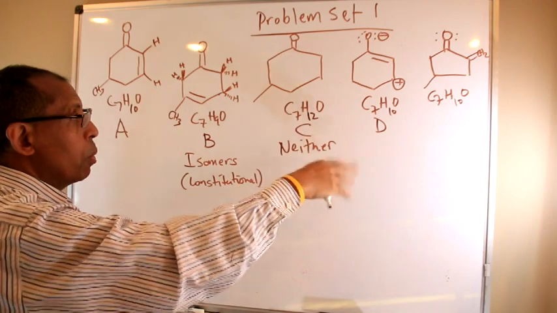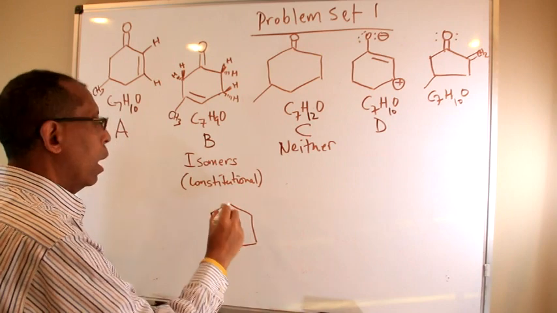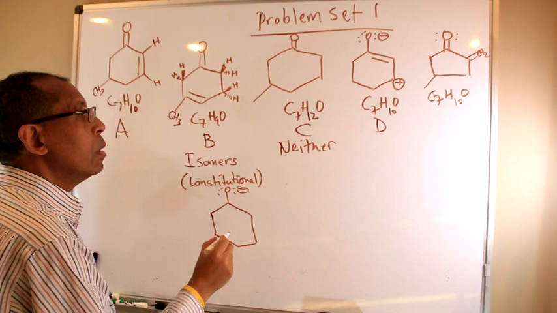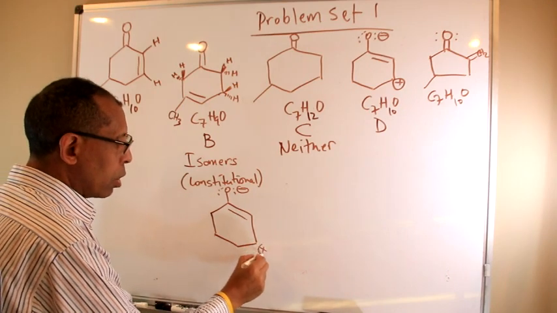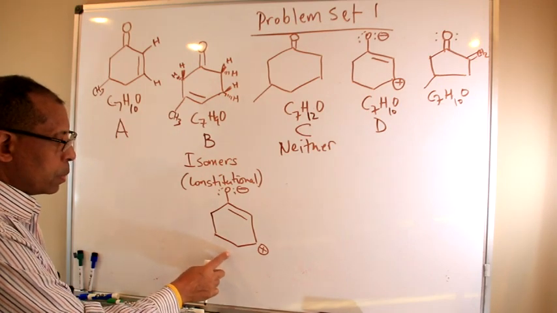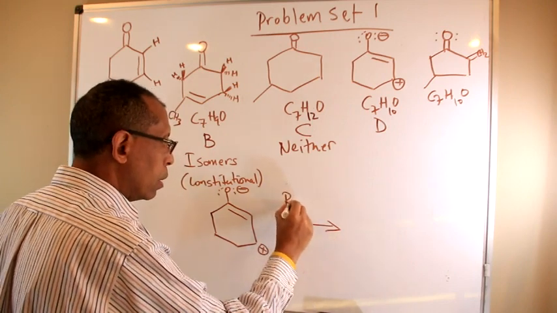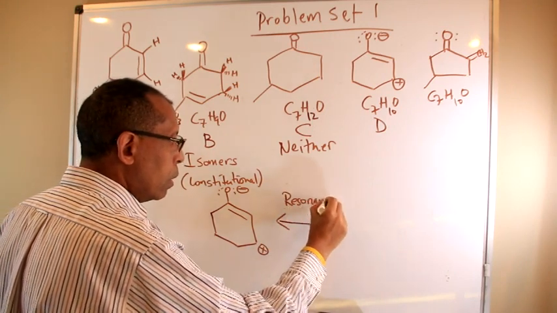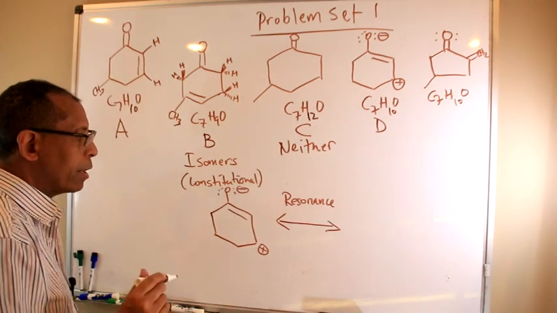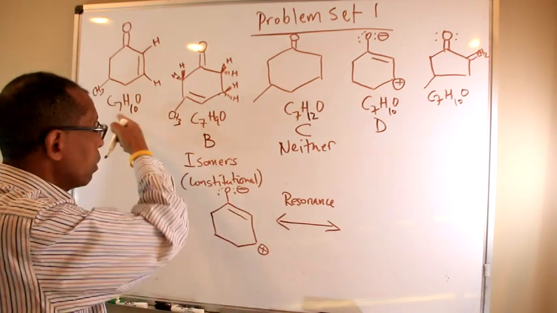So let me redraw compound D again. Compound D is redrawn as this, and the bond is here and there is a charge. If you just look at this and draw a resonance structure, you end up saying, oh, they are the same compound actually. So the relationship is that one is the resonance structure of the other.